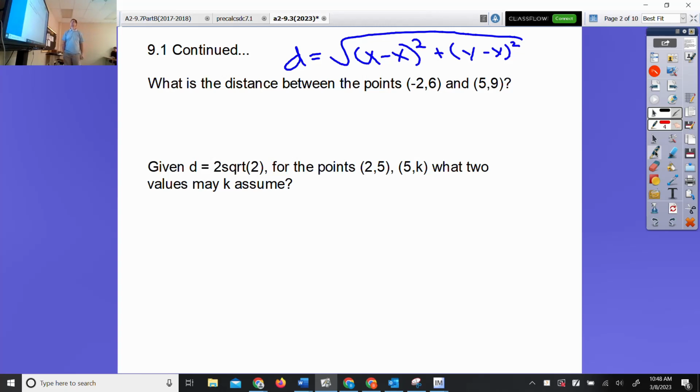Anyways, find the distance between the points (-2, 6) and (5, 9). We would just plug in, wouldn't we? X minus X, or it doesn't matter. You can do -2 minus 5, you can do 5 minus -2. Ideally, you do left to right, because usually if you do left to right, a lot of times there won't be negative symbols in the squares. But it doesn't matter.